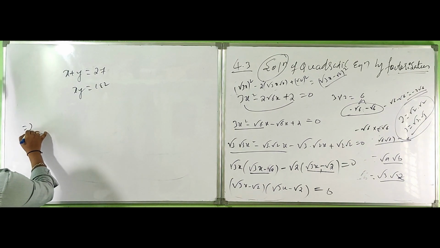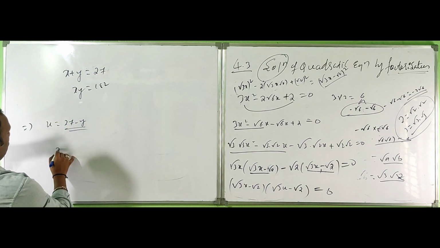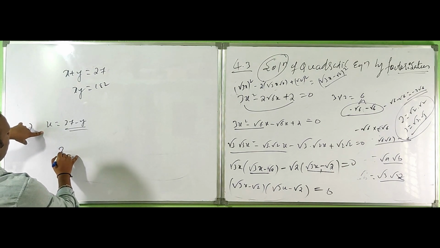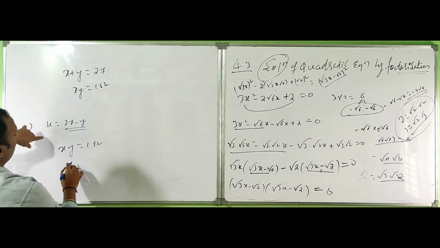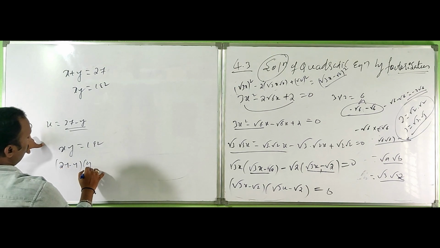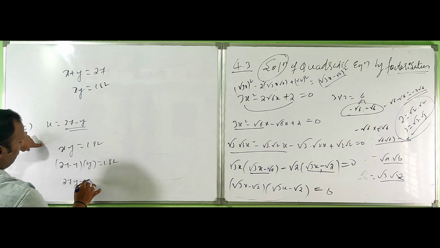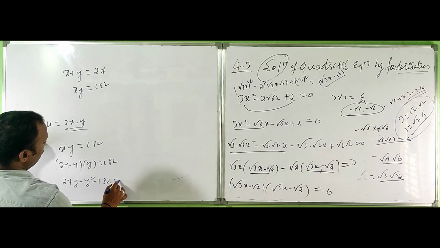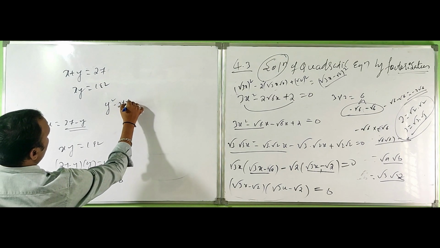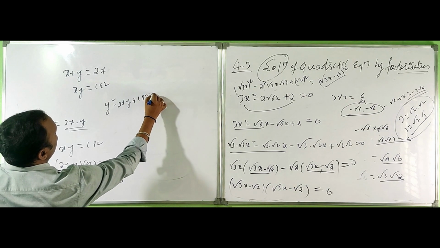But here this implies x is equal to 27 minus y. Put the value here. xy is equal to 182. What is the value of x here? 27 minus y into y is equal to 182. This becomes 27y minus y square minus 182 is equal to 0. The standard form becomes y square minus 27y plus 182, right, is equal to 0.